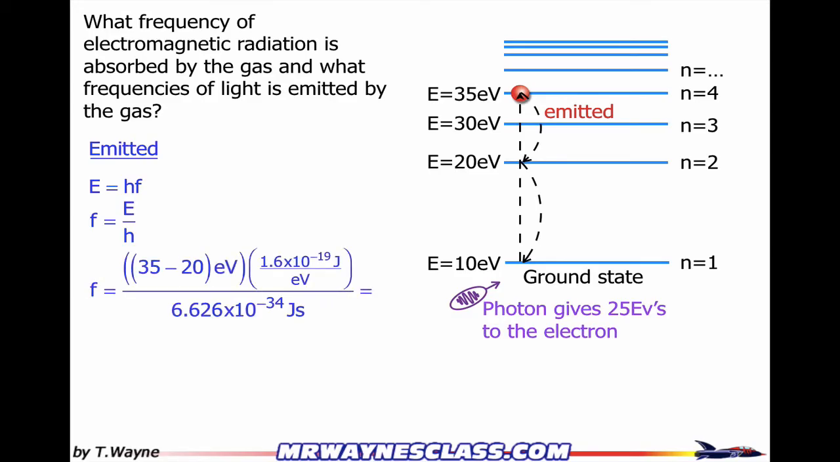And it's going to be 35 minus 20 eV, because it's not the whole thing. It's just the part that it did, the transition from n4 to n2. Convert that to joules, divide by Planck's constant, and that's 3.62 times 10 to the 15.